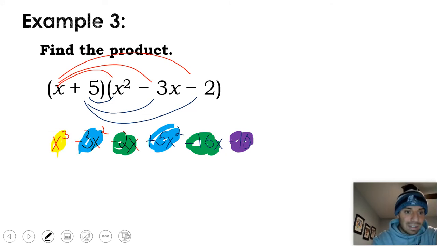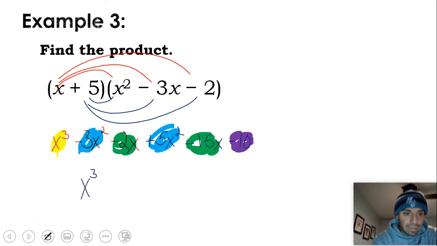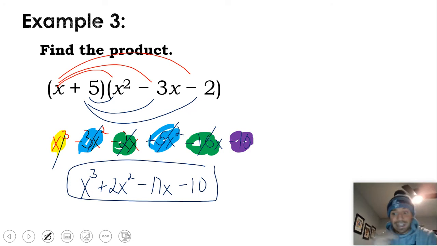So let's combine everything. X cubed didn't have anything, so it's going to be just x cubed. Negative 3x squared plus 5x squared is going to be a positive 2x squared. Negative 2x minus 15x is negative 17x. And then I have that minus 10 at the end. See why last section was important?